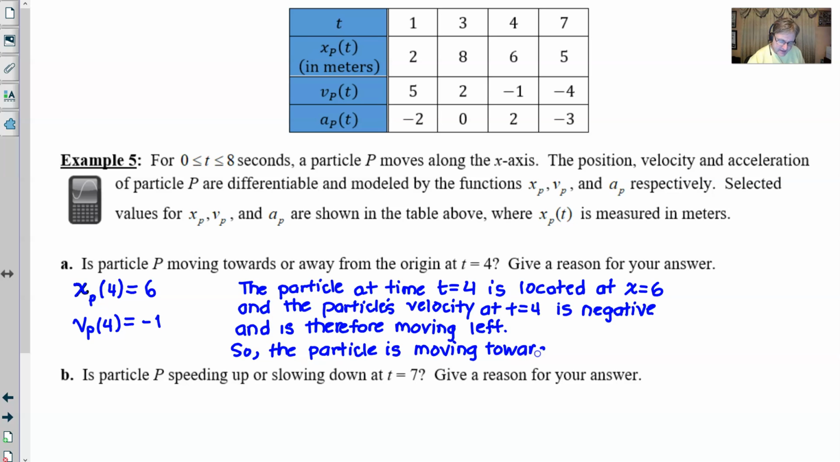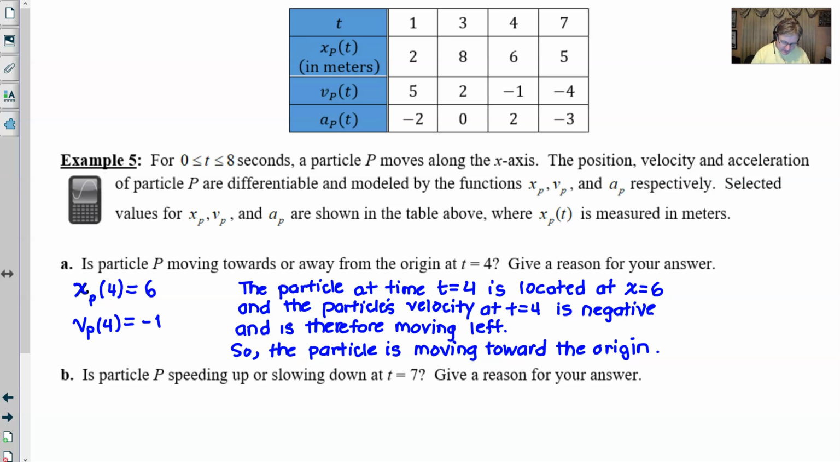But that is a splendid reasoning as to why this particle is moving towards the origin. Establish that it has a positive position and a negative acceleration, and that all the puzzle pieces come together there.